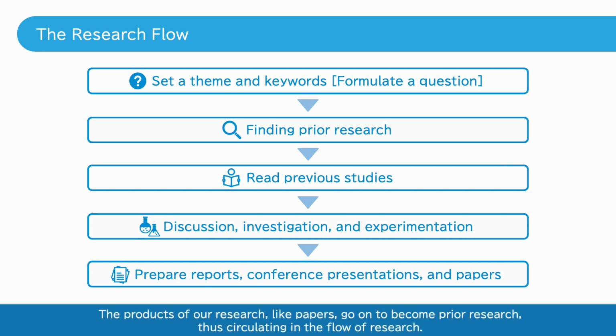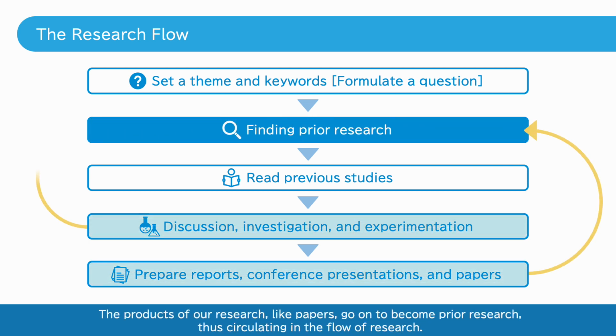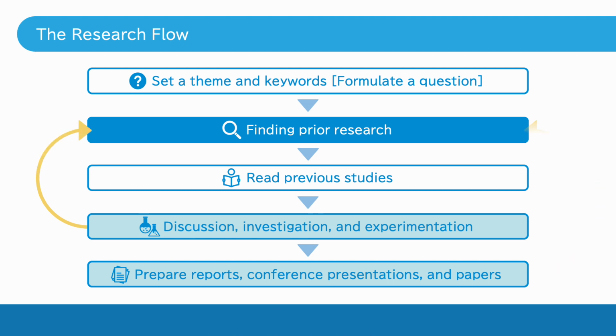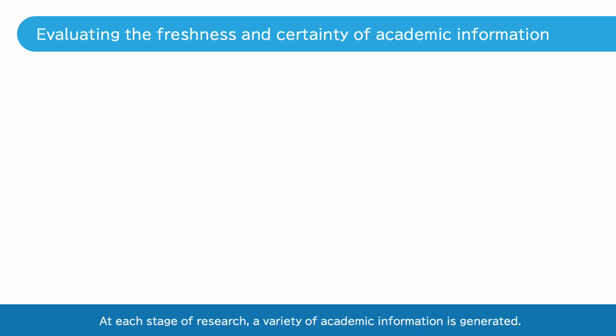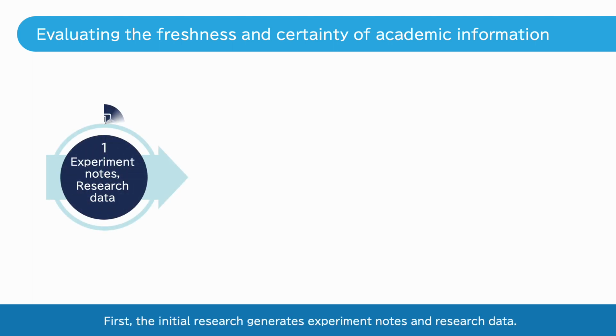The products of our research, like papers, go on to become prior research, thus circulating the flow of research. At each stage of research, a variety of academic information is generated. First, the initial research generates experiment notes and research data.